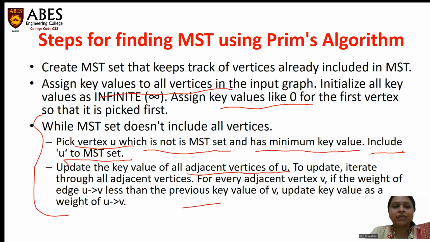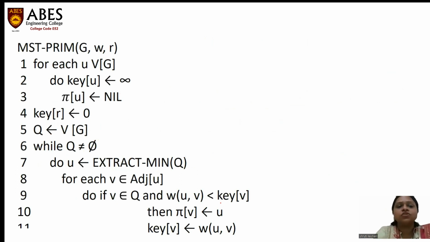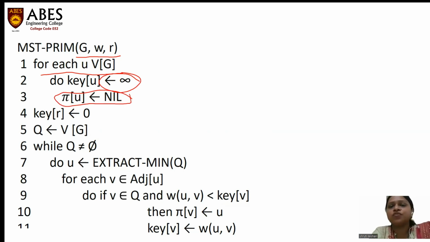We will understand this by using this pseudocode. In this pseudocode, I am passing three parameters. First is G, which is the complete graph. W is the weight of the graph. And R is the start vertex, from where you will start the drawing of the minimum spanning tree. Here, for each and every vertex of your graph, you are initializing the key value as infinity, as I already discussed. And then pi of u. Pi is basically a set which will contain all the vertices which are already included in the MST. So you can say pi will have all the vertices which are part of your MST.